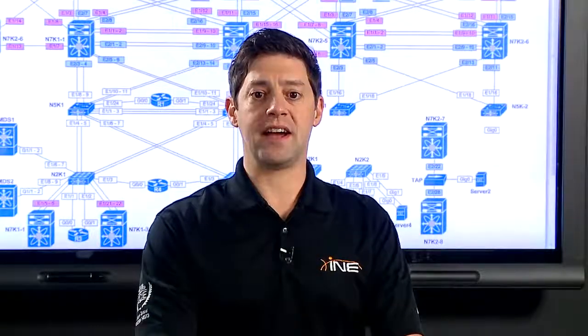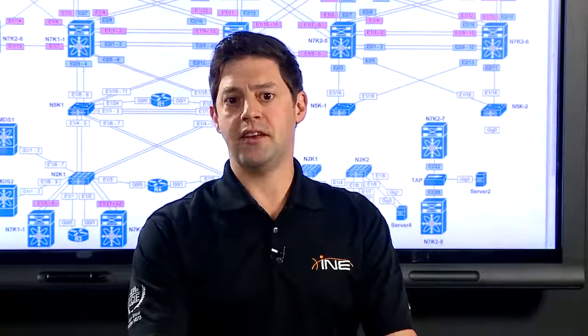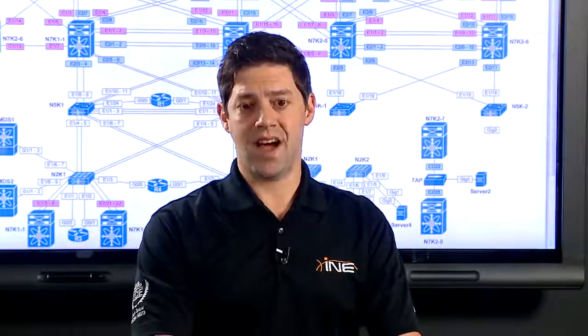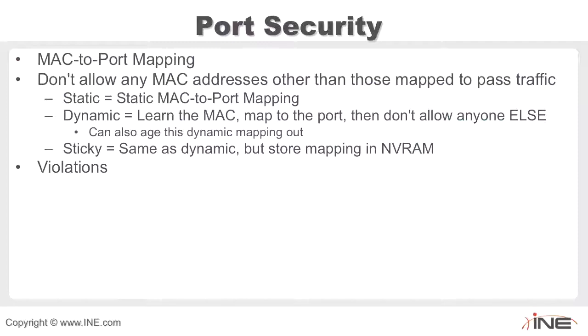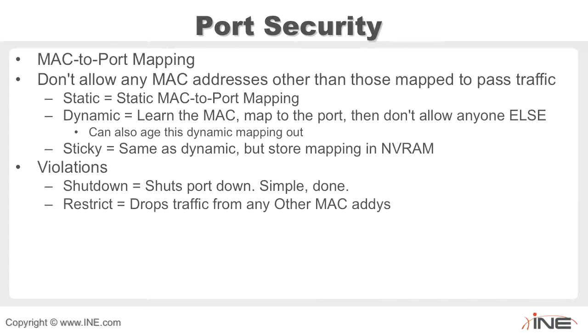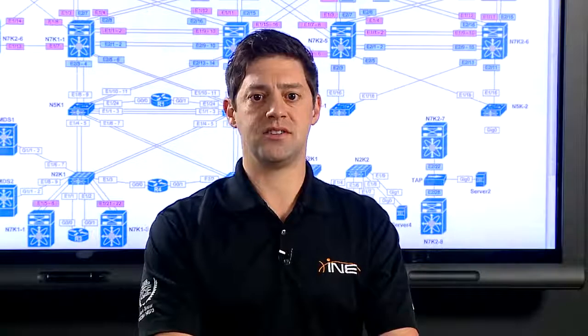Now, also taking a look at the violations. What happens if we actually have a violation? Someone sends an Ethernet frame in and the source MAC address does not match what we have already dynamically learned or statically assigned for that port, then we can choose what to do. The violation action of shutdown is simple. It shuts down the port, and that's done. We also have the ability to restrict. If we restrict, we're not shutting the port down, so we're allowing the traffic that was coming in from a valid source to continue to flow, but we're dropping all traffic from any other MAC addresses.